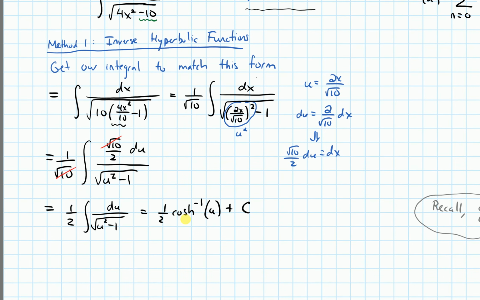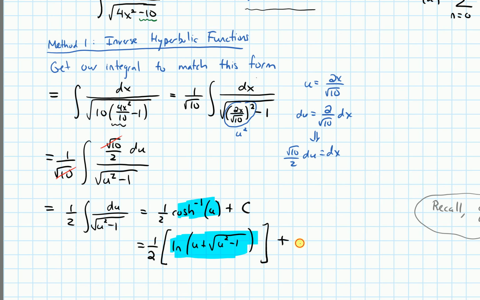So I'm going to provide you on the midterm all of the formulas that let us rewrite the inverse hyperbolic functions in terms of logarithms. So the formula for cosine inverse is cosine inverse becomes ln of u plus square root of u squared minus 1. That's a formula I'll provide for you on the exam. So hyperbolic cosine inverse is equal to this when we rewrite it in terms of logs. Okay, and then we have the plus c.